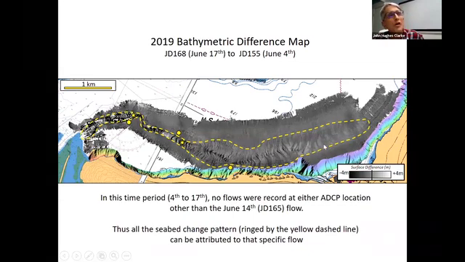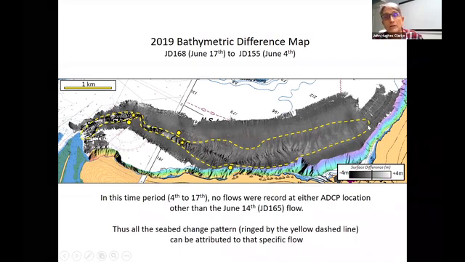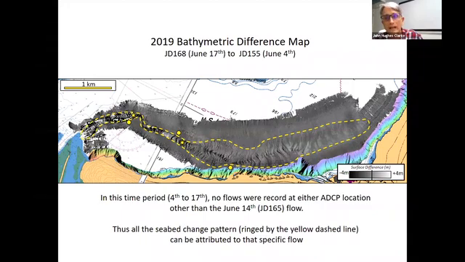And you can see these long wavelength, broad bedforms migrating. That's about a 50 centimeter change, 6 kilometers away. So a very impressive flow. And we know exactly when it happened and nothing else happened. And we've got everything there. So what can we learn about that flow?